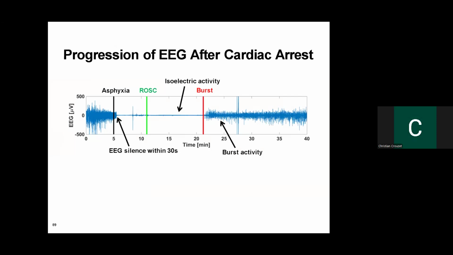So to do this, I want to start focusing on the different phases of the EEG. Starting with the asphyxia period, the EEG is completely silent within about 30 seconds. So no neurons are firing. These are typically noise that is occurring. ROSC is the resuscitation time point where the brain still is not electrically active. And then at some point, the brain starts firing again. And that's what we call bursting: brief periods of electrical activity followed by electrocerebral silence and electrical activity again.